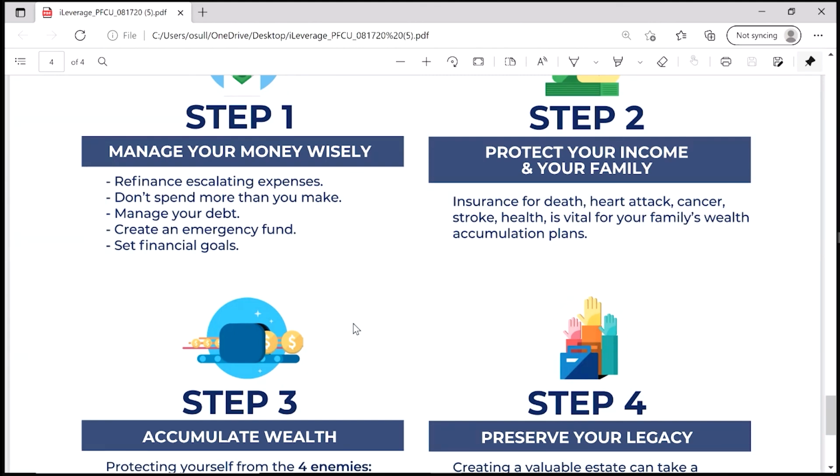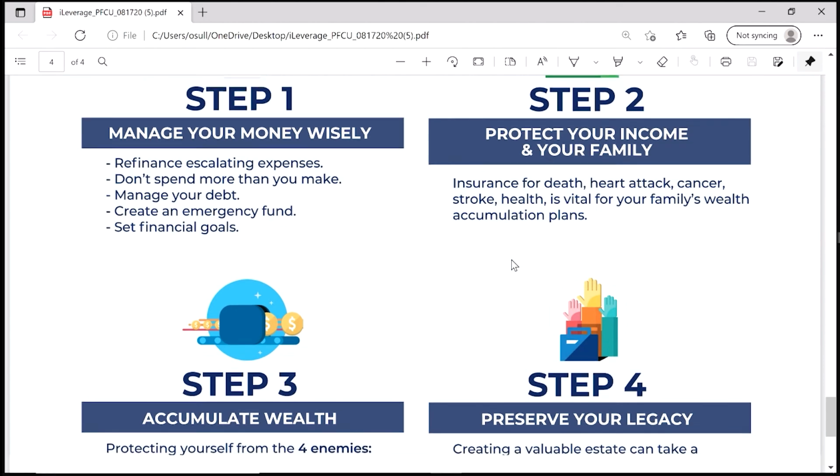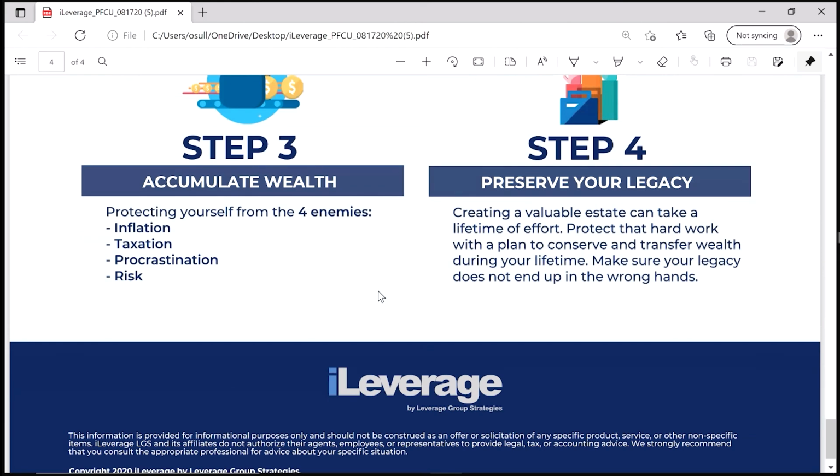So what we're going to do is come back and put together a proposal for you that may touch on all these different areas: protecting your family, insurance for death, but not just for death, heart attack, cancer, stroke, living benefit, to be able to cover those areas for you.